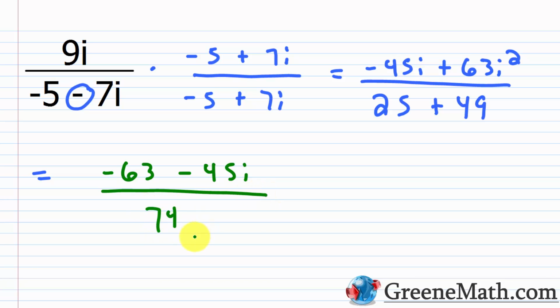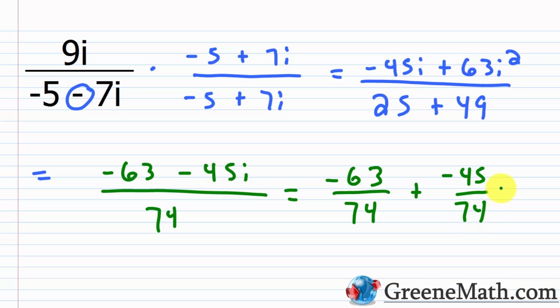Now, is there anything at this point that I could cancel? I would have to be able to pull something out from this and this that could cancel with this. Okay, so there's really nothing else you can do. But we do want to split this up and say this is negative 63 over 74. And then I'm going to say plus, you have negative 45 over 74 times i.